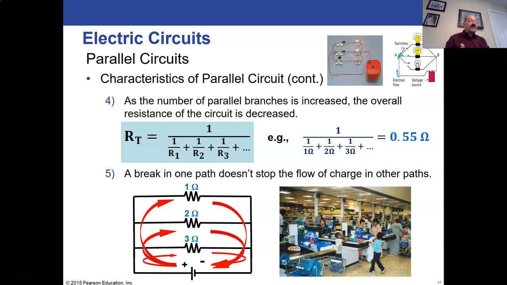In fact, it works out that if you have 2 of the same resistances, the overall resistance is half of what they were. So if one was 2 ohms and the other was 2 ohms in 2 different parallel branches, your overall resistance is actually 1 ohm, half of either one of them.